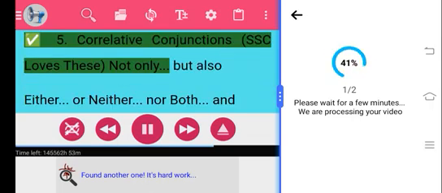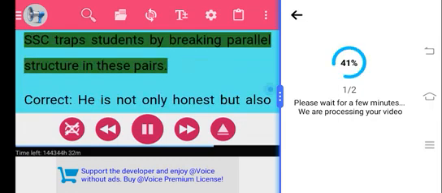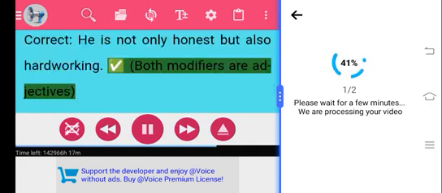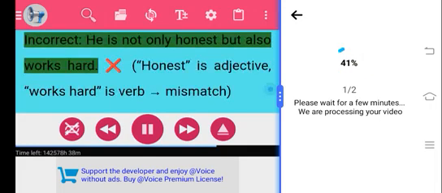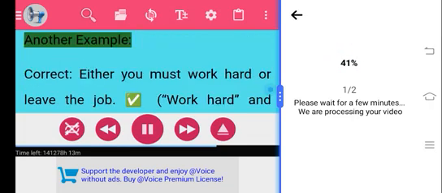5. Correlative conjunctions. SSC loves these: not only, but also; either, or; neither, nor; both, and. SSC traps students by breaking parallel structure in these pairs. Correct: He is not only honest but also hardworking. Both modifiers are adjectives. Incorrect: He is not only honest but also works hard. Honest is an adjective, works hard is a verb, mismatch. Another example.